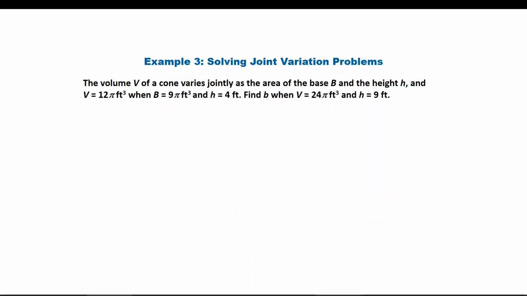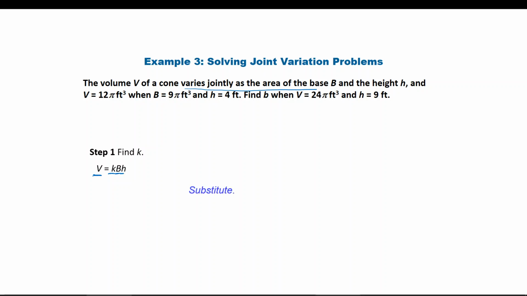In this example, you're going to be solving joint variation problems. So the problem says the volume of a cone varies jointly. So let's just think about what that means. The first thing we want to do is find k. And if it says it varies jointly, we're going to say the volume varies jointly as the area of the base times the height.